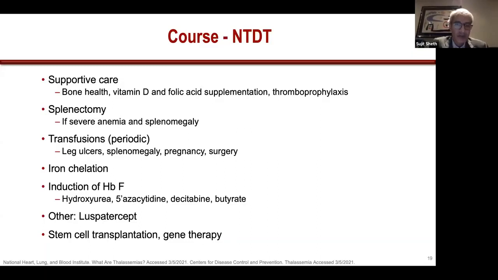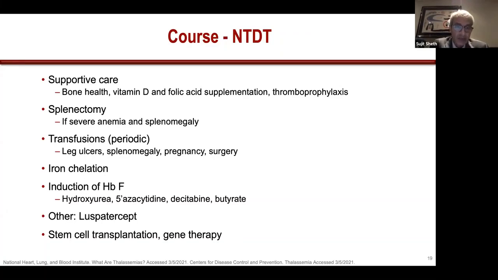Transfusions may be necessary on a periodic basis if the individual has leg ulcers or has progressive splenomegaly, with the aim to suppress the erythropoiesis, extramedullary erythropoiesis, and reduce the size of the spleen, during pregnancy or around times of surgery or infections or other stressors like that. Iron chelation therapy is necessary despite these individuals not being transfusion dependent because they tend to absorb increased amounts of iron from the gut as a result of the ineffective erythropoiesis, and therefore need to be on iron chelation therapy as well. So they need to be monitored for iron overload and treated when they are in that situation.